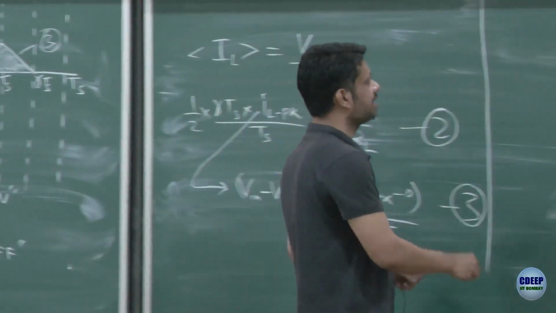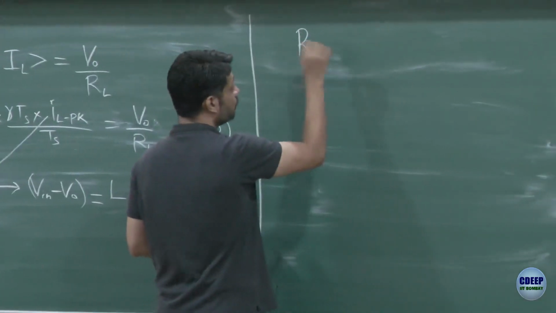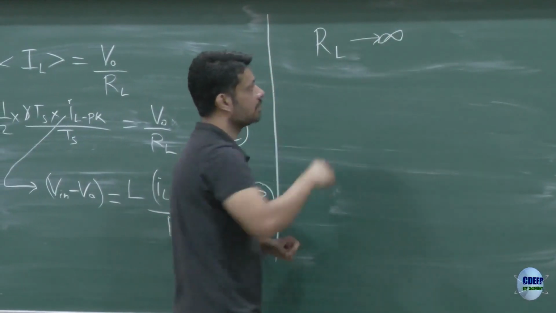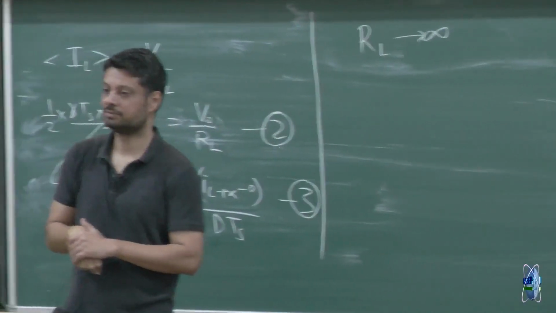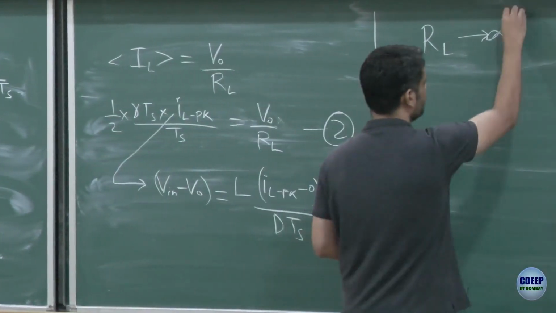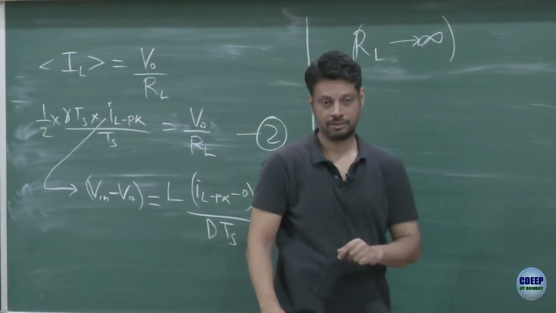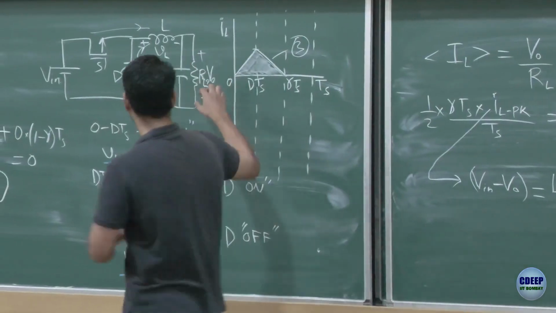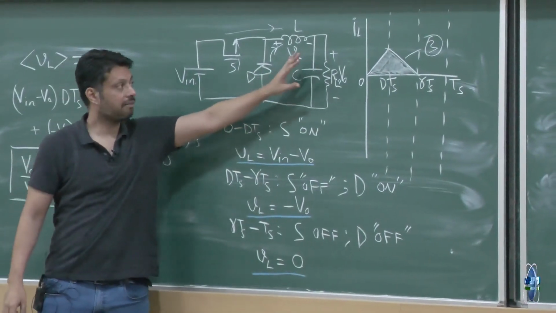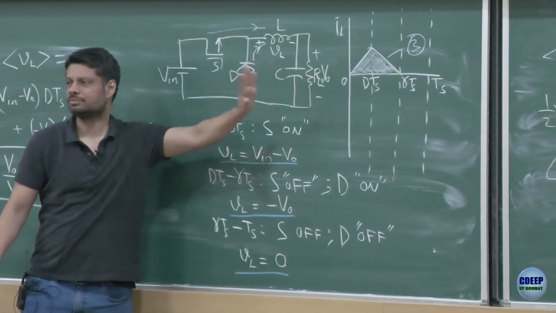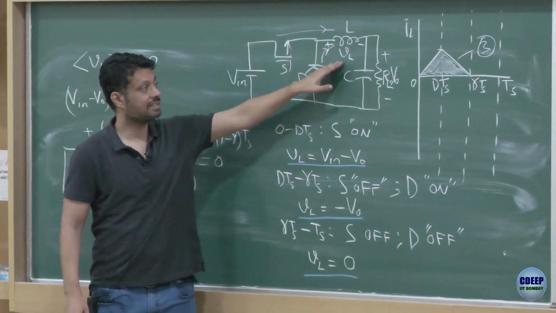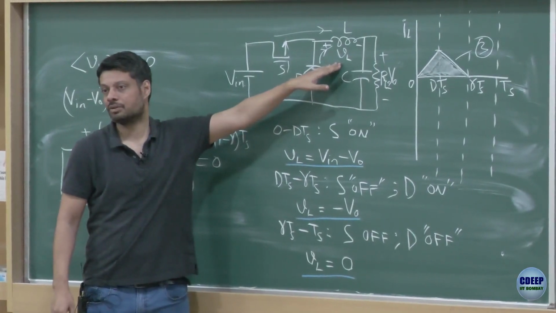Okay, then let's come to the interesting question. What would happen if your load resistance approaches infinity? That is the question. If load resistance approaches infinity, the average current will become almost 0, assume it's open. That means this average current must also be almost 0.